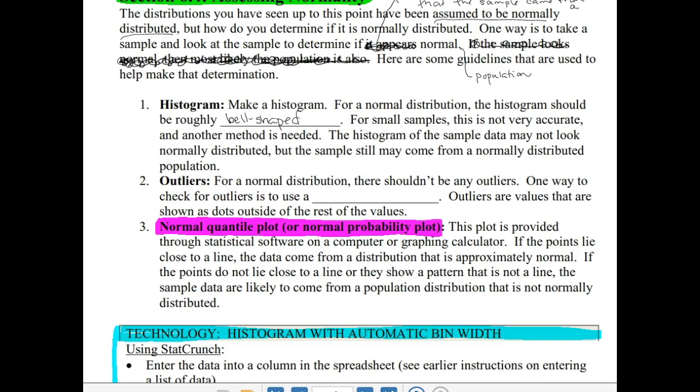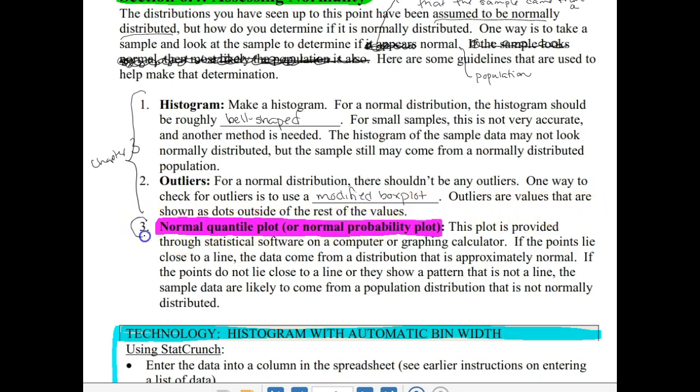The second thing we need to do is check for outliers. For a normal distribution, there shouldn't be any outliers. One way to check for outliers is to use a modified box plot. These are two graphs that we actually learned how to make back in Chapter 3 for quantitative data. On the modified box plot, the outliers are the values that are shown as dots outside the rest of the values.